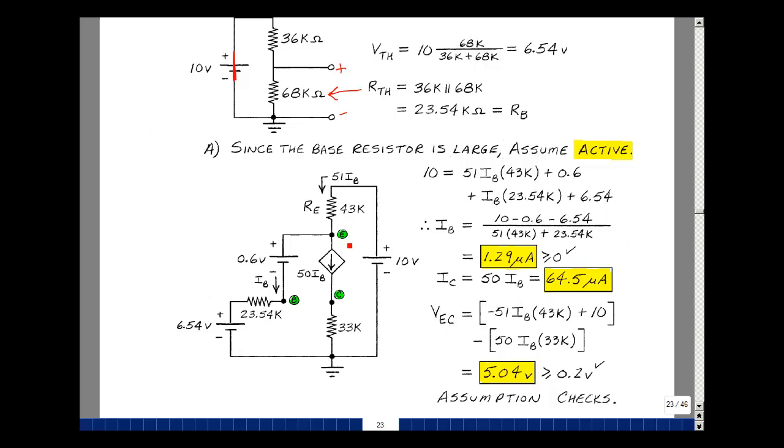And lastly, solving for the emitter collector voltage, which is what we've been asked to solve for. We also need to check that this is greater than or equal to the saturation voltage. Let's take this node voltage and subtract this node voltage. This node voltage, with the current going this way, is going to be minus 43K times 51 I sub B plus 10. The other node is going to be 50 IB times 33K. The difference of those two would be the emitter collector voltage. Plugging in the value of I sub B, I get 5.04 volts. That's greater than or equal to 0.2, so it checks.